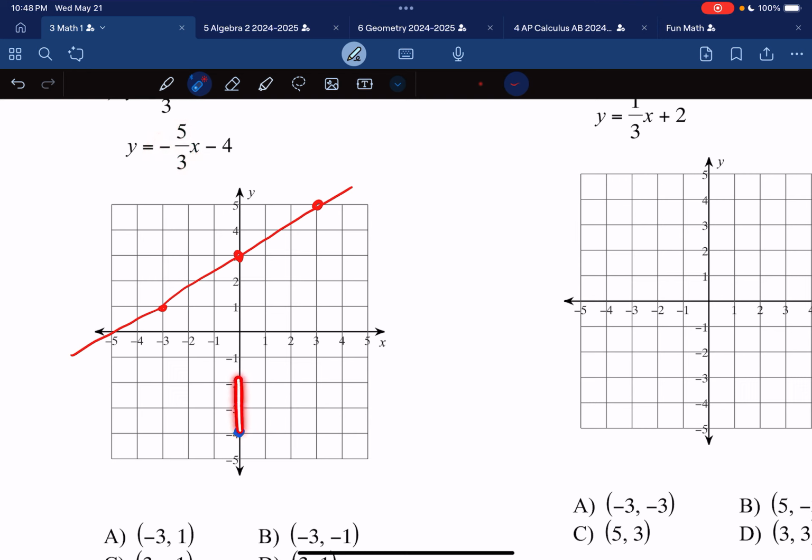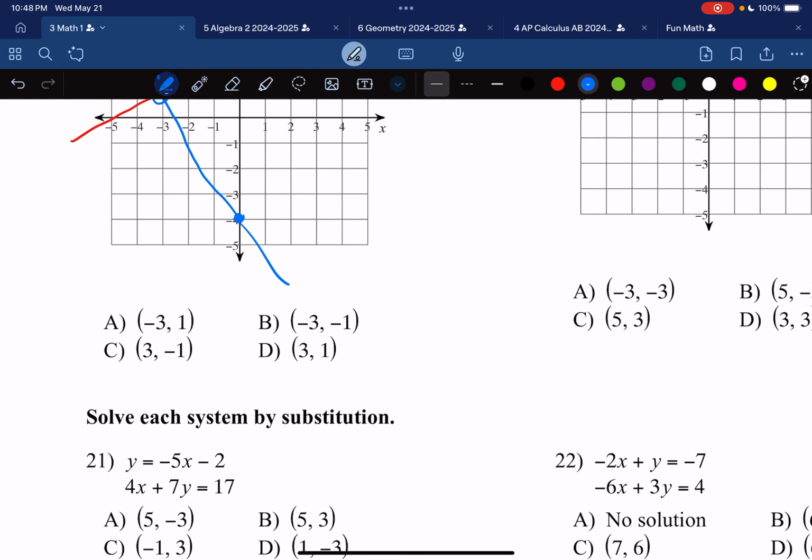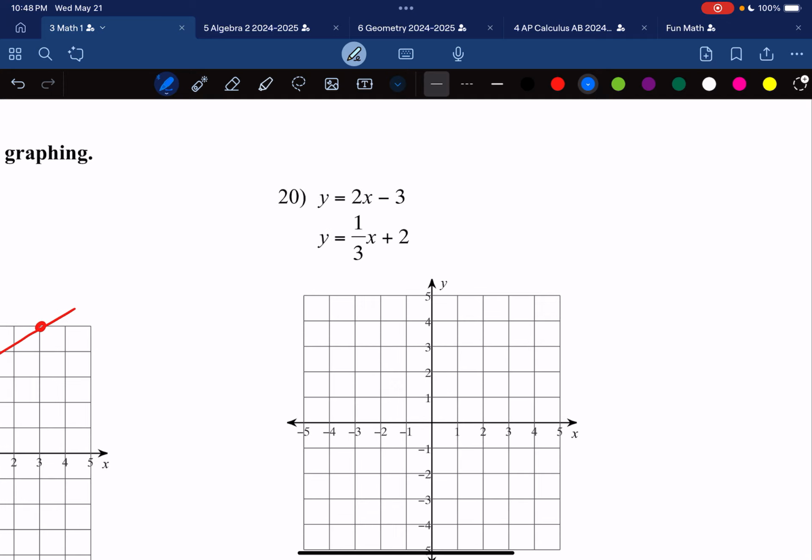So 5, 1, 2, 3, 4, 5 up, and left 1, 2, 3 is that same point that we already had. I'll just circle that and say this line goes through that point. Therefore, the correct answer is this -3, 1. -3, 1 is option A. What about for number 20?